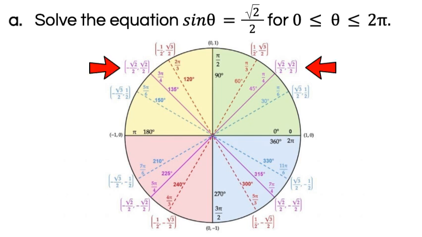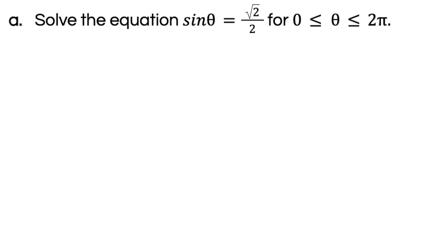Square root of 2 over 2 is the sine of these 2 points. Pi over 4 and 3 pi over 4. Easy, right? Just find out where the statement is true. So just find out where the sine of an angle equals the square root of 2 over 2.